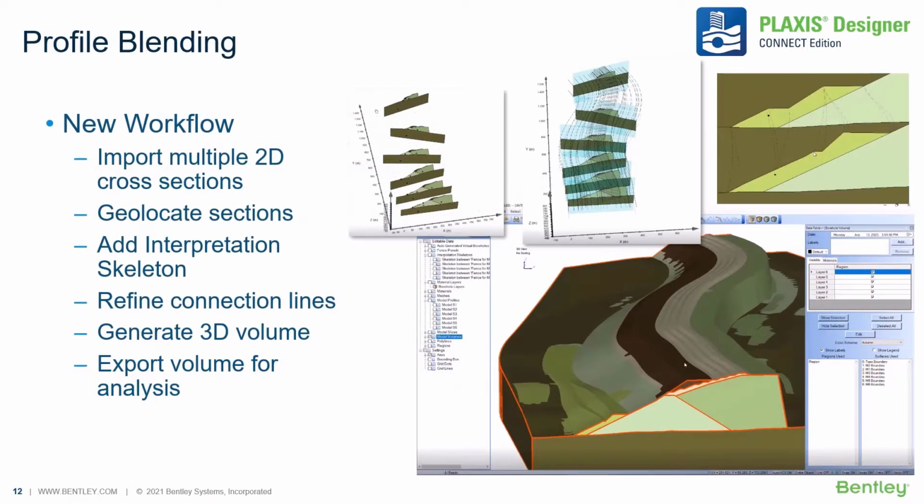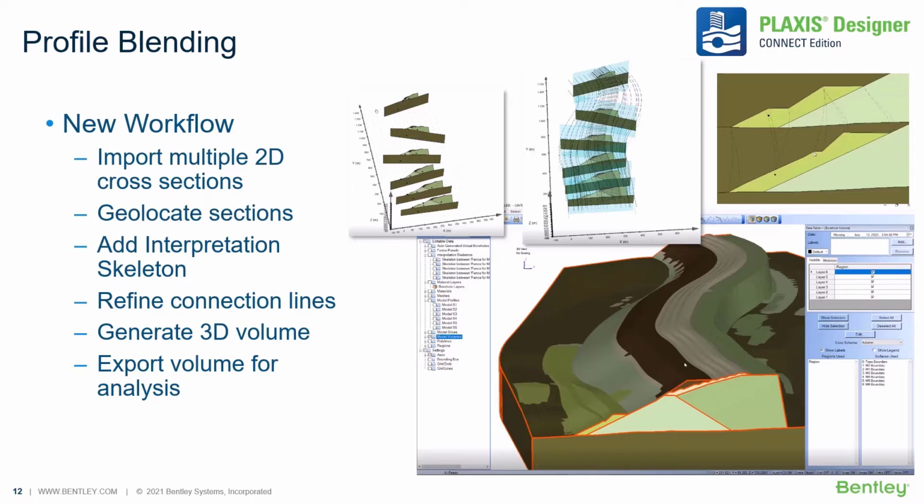The new workflow that has been implemented in PLAXIS Designer allows users to build geometry based on multiple cross-sections that may be oriented at varying angles to each other. The process generally works in that the user imports multiple 2D cross-sections into PLAXIS Designer and then locates them in the proper context in 3D space.